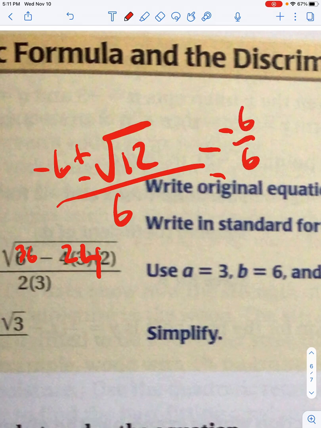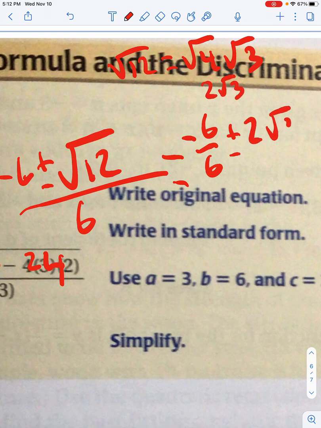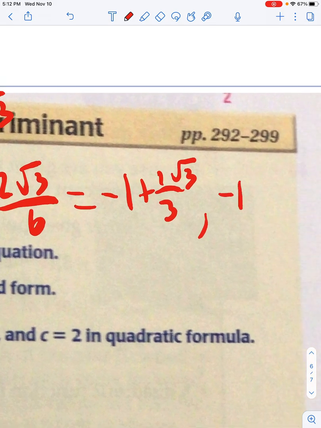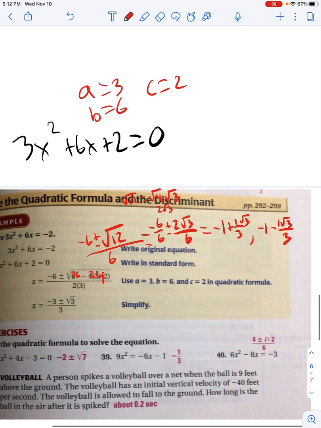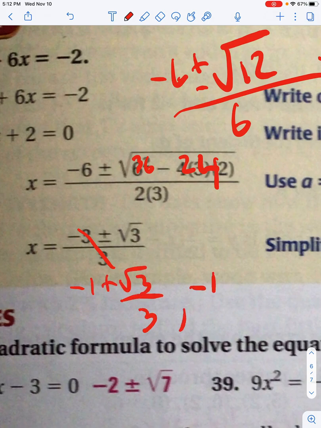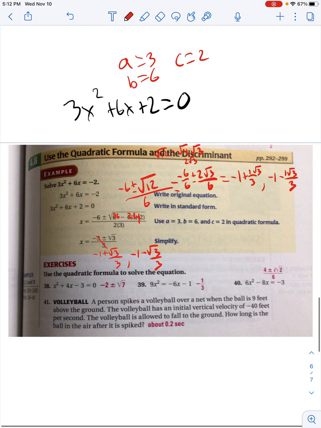So I see that, hey, I can simplify. We can split it up: negative 6 over 6 plus or minus the square root of 12. The square root of 12 can be simplified to square root 4 times square root 3, which is 2 square root 3. So then we have 2 square root of 3 over 6. Negative 6 divided by 6 equals negative 1. And then 2 over 6 can be reduced to 1 over 3. So again, I would prefer that you split this up: negative 1 plus square root of 3 over 3 and negative 1 minus square root 3 over 3.